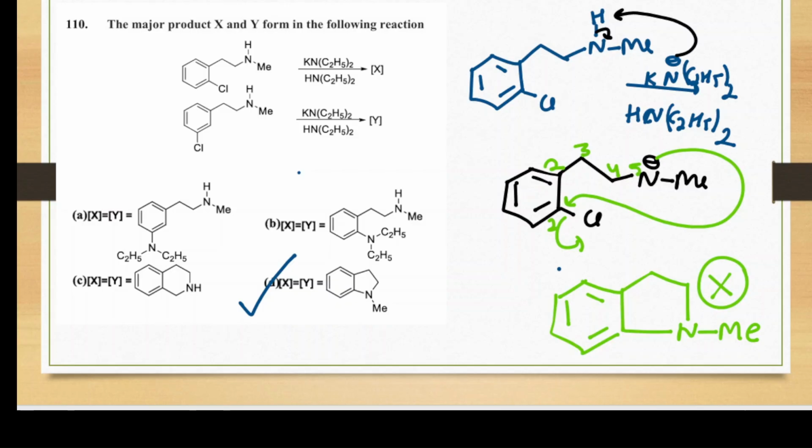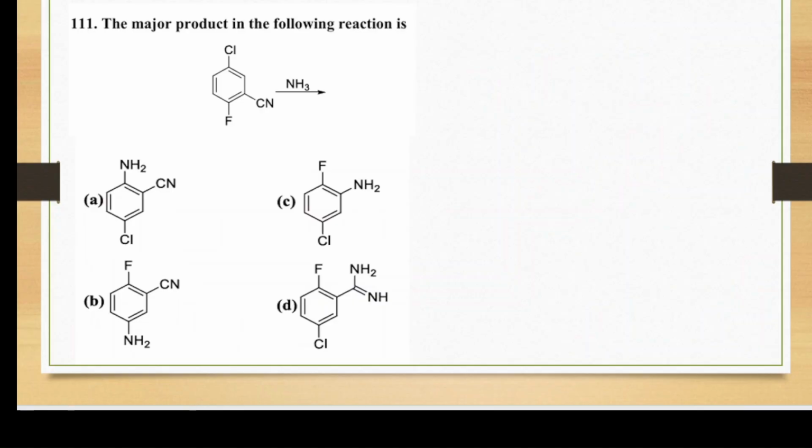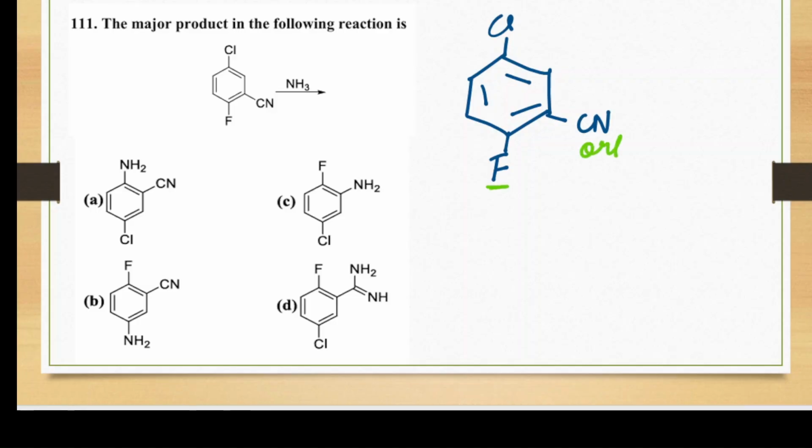Now let us move on to the next question, that is this one. So again the reaction has been given to us. We have to predict the major product in this. So the species that has been given to us is like this. Here the fluorine is present, here the CN group, and this is the Cl group. So you can see at the ortho and the para position to this fluorine group, this is its ortho position, and this one is at the para position, the Cl group is present.